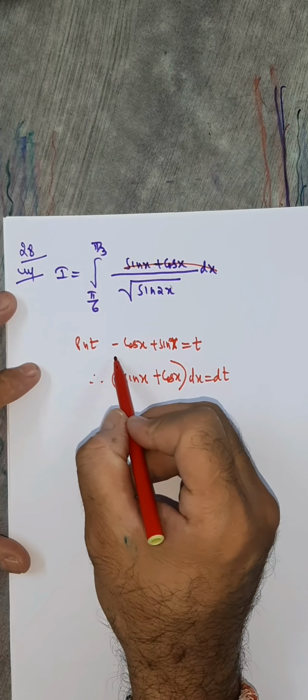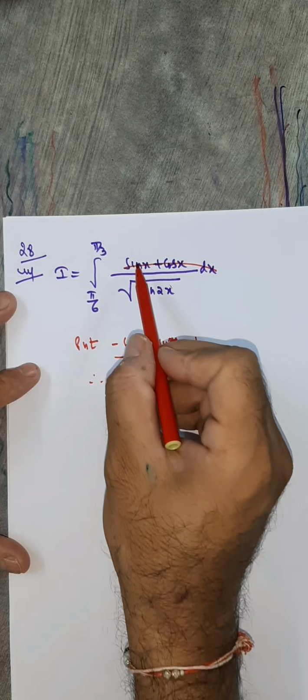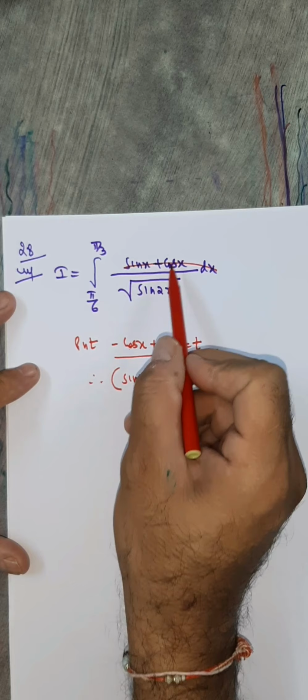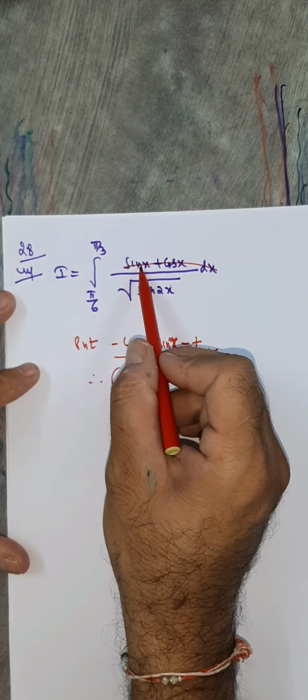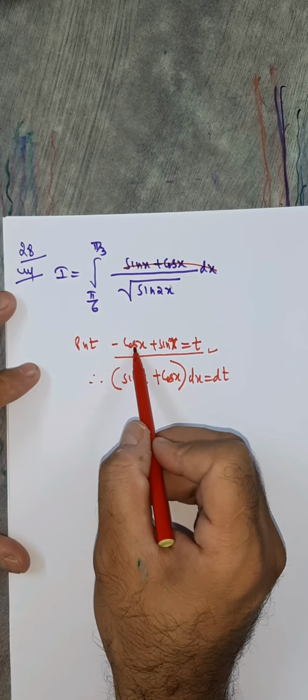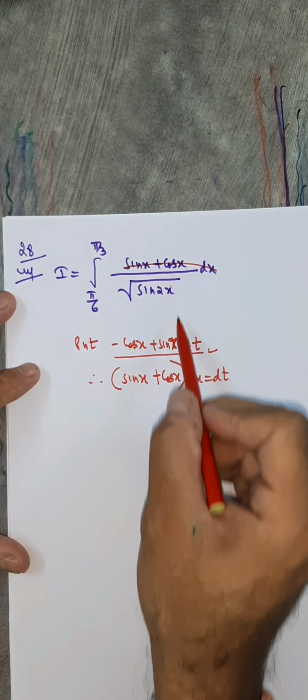Fine. How have I chosen the substitution? Put this integral equals t. What's the integral of sine? Minus cos. And what's the integral of cos? You know, sine.